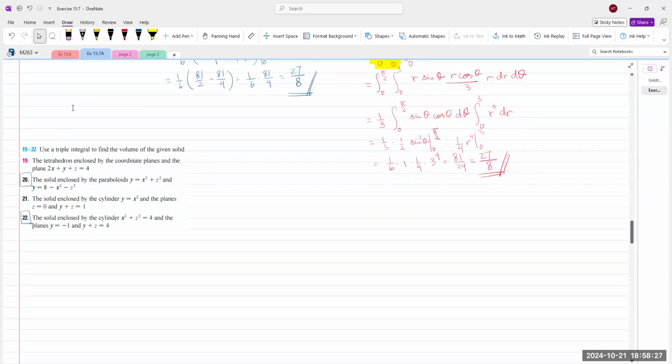Okay, how about number 20? Number 20, use a triple integral to find the volume of the given solid. We just need to find the volume, but the time is already there.